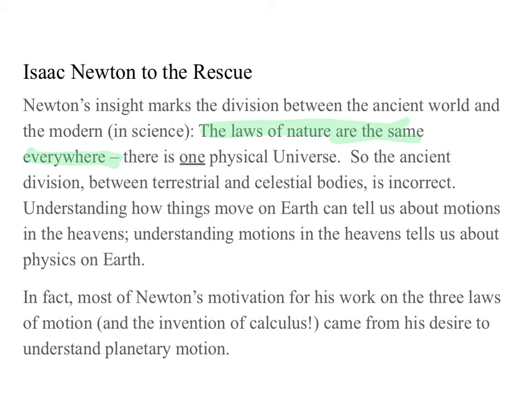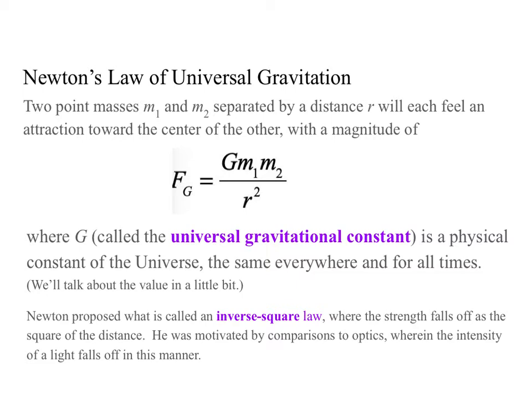In fact, most of Newton's motivation for the work on the three laws of motion and the invention of calculus came from his desire to understand planetary motions. Newton proposes something which is now called the law of universal gravitation, and he proposes it in the following form, at least in the modern telling. Two point masses, which have values m1 and m2, separated by some distance r, will each feel an attraction towards the center of the other with a magnitude given by F sub G, the force of that gravitational attraction, is G m1 m2 all over r squared, where this G is called the universal gravitational constant.